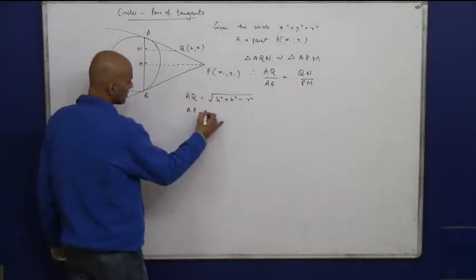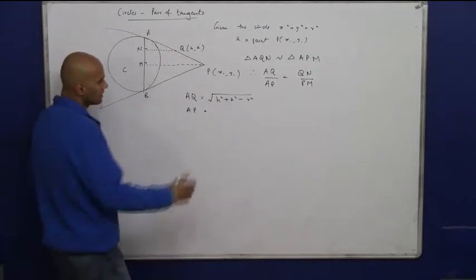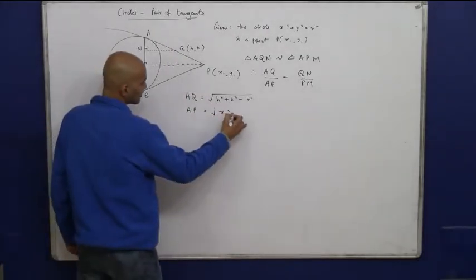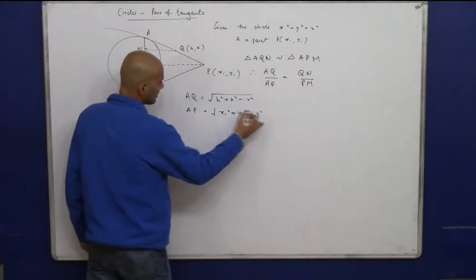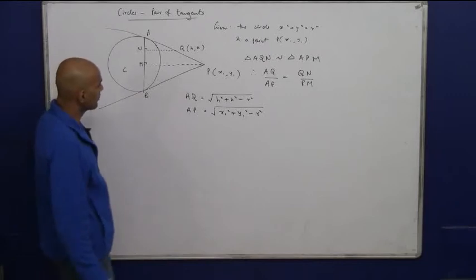Similarly, AP, what is AP? It is the length of the tangent drawn from P to the circle. That is going to be under root of x1 square plus y1 square minus r square. This is equal to AP. What about QN?